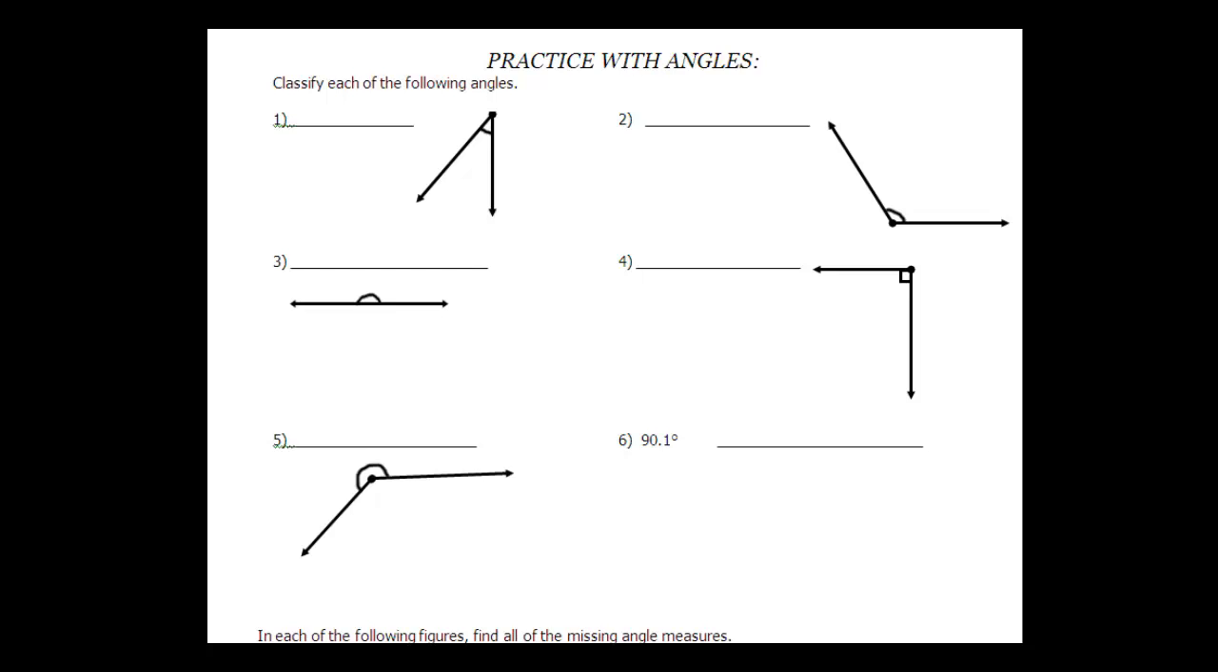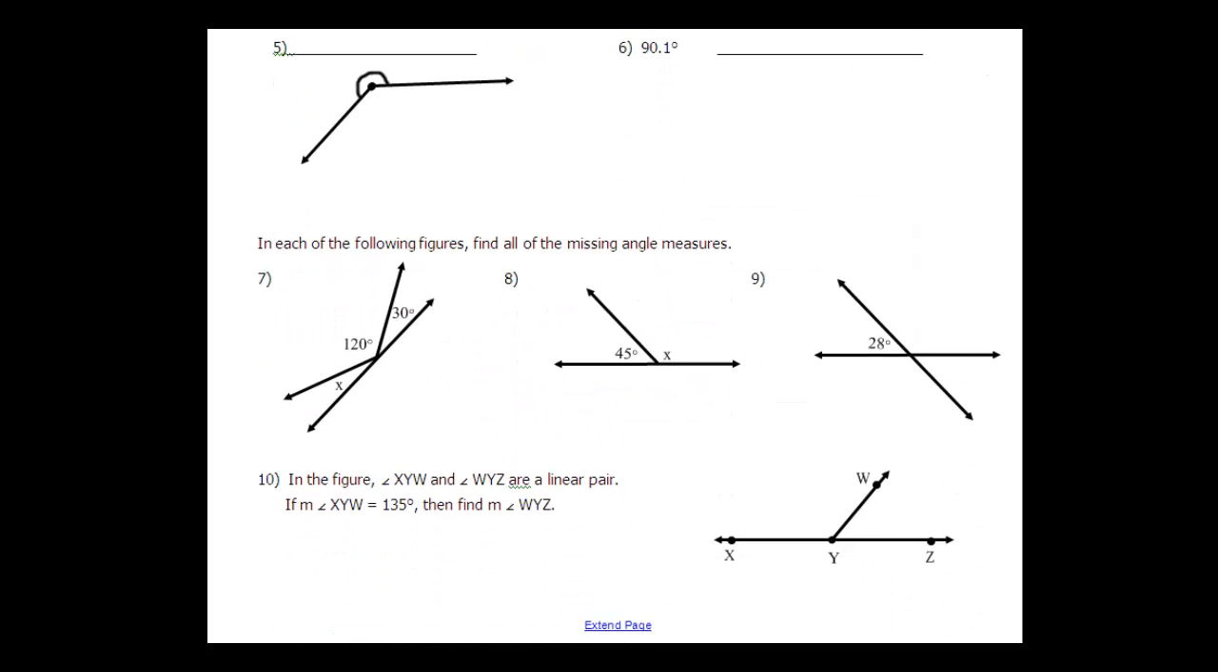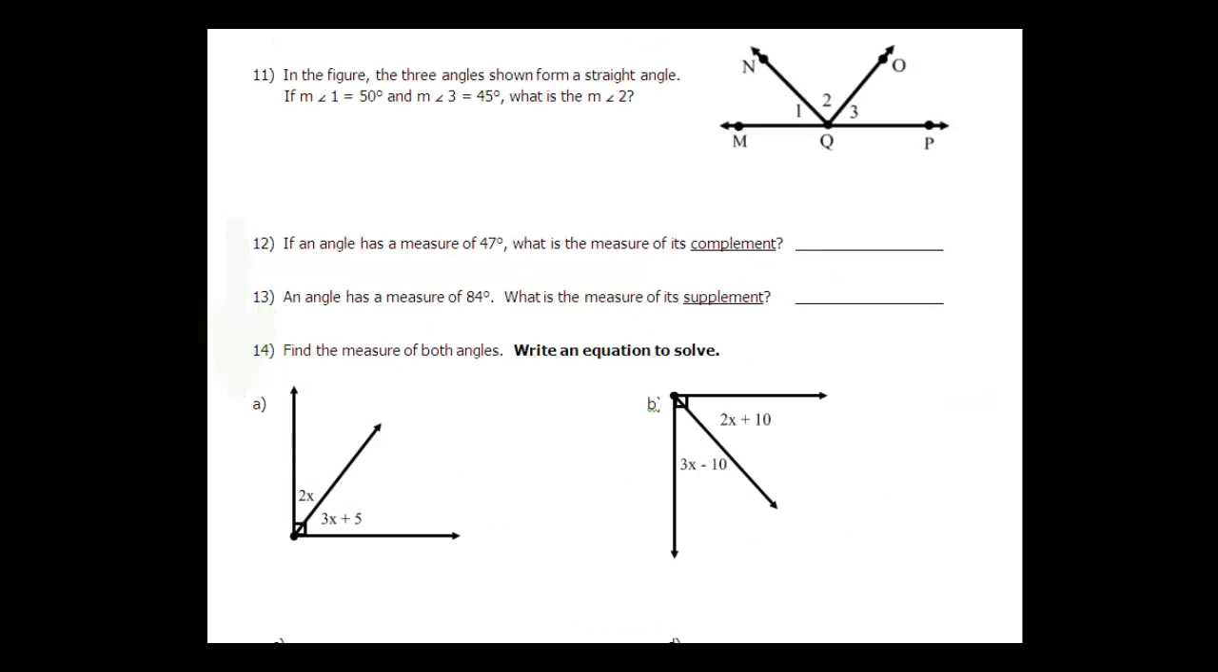This kind of goes along with the protractor exercise. This section down here is where you have to actually figure out the angles, and you'll continue forward, figuring out more angles. Let's look at number 12 together. If an angle has a measure of 47 degrees, what is the measure of its complement? Well, that's saying I want the two angles to be complementary. So 47 plus what equals 90?